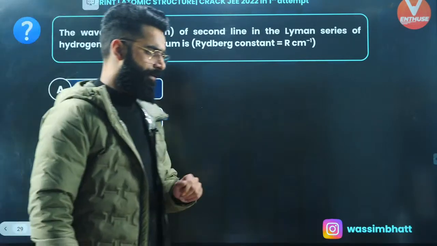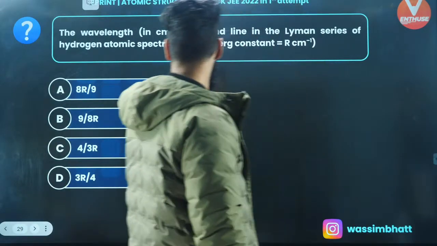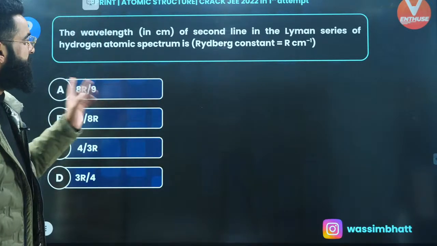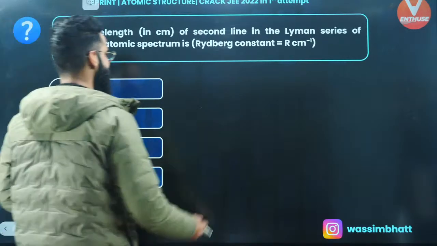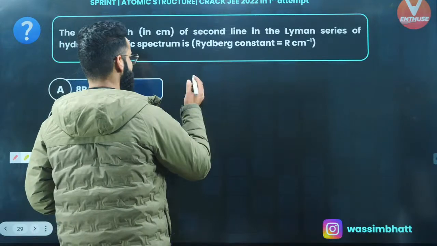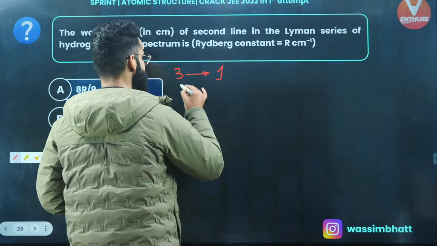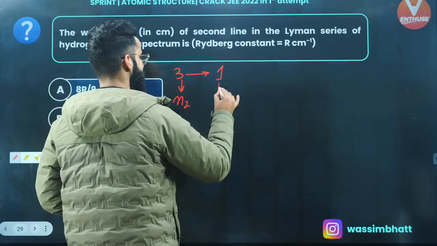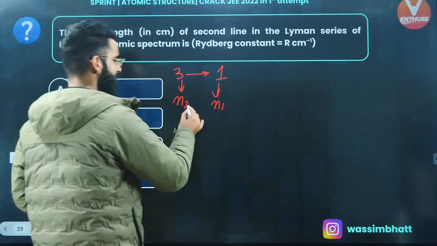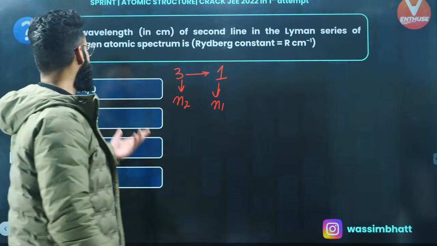If you talk about this particular question, you can easily solve this one as well, I'm sure. See guys, the wavelength in centimeters of the second line of Lyman series. In the second line of Lyman series, the electron makes a transition from 3 to 1, right? So this is basically the value of n2 and this is the value of n1. Perfect. Now we use Rydberg's formula.